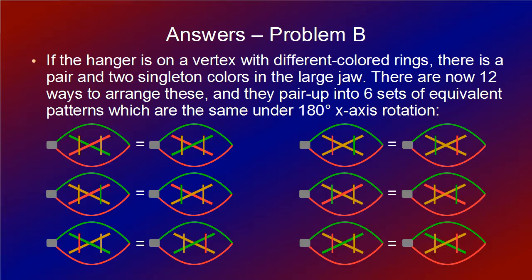The first row shows a set where the verticals are the same color, and another set where the diagonals are the same color, further to the right. The lower left shows configurations where there is an upward pointing yellow angle, and the lower right shows configurations where there is a downward pointing color angle. In all cases, a 180-degree rotation around the x-axis converts one equivalent pattern into the other.